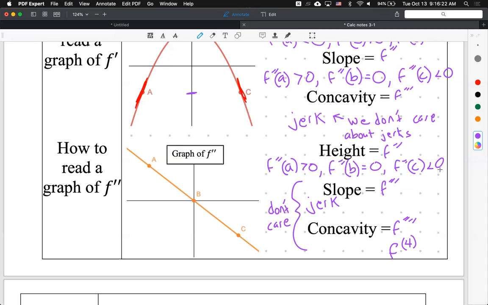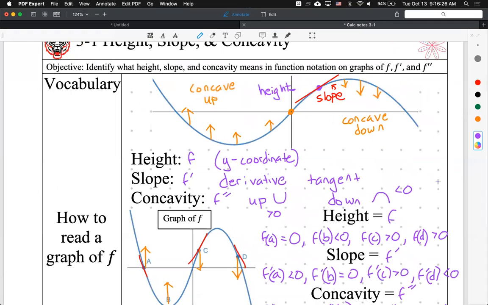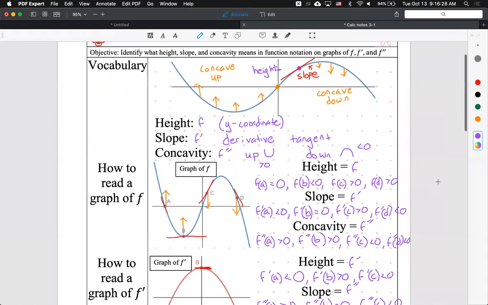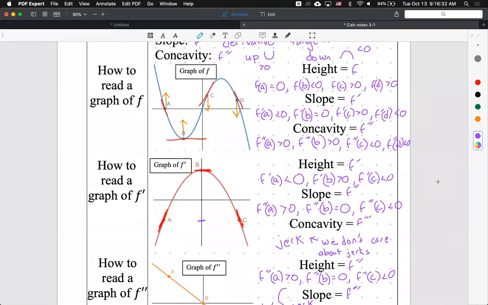And that's it, yeah. Give me a fist of 5 on our objective. How well can you identify height, slope, and concavity on a graph of F, F prime, F double prime? Times 5, 5, 5, and 5. Wow, those are really high scores. That's awesome. Thank you.